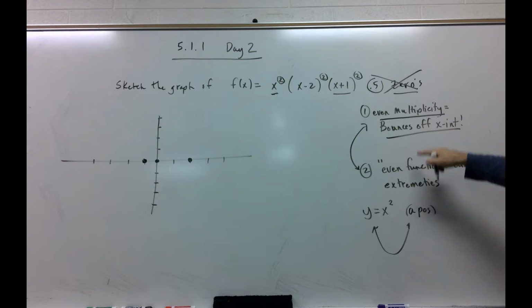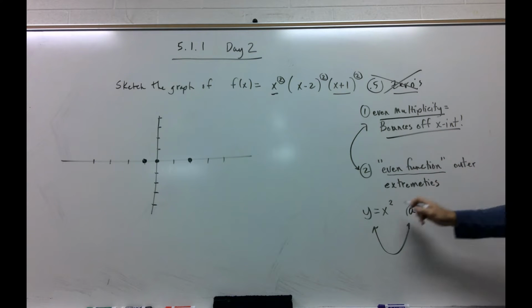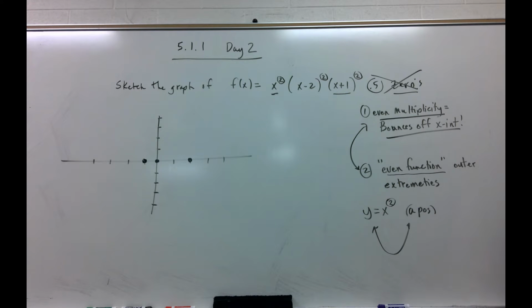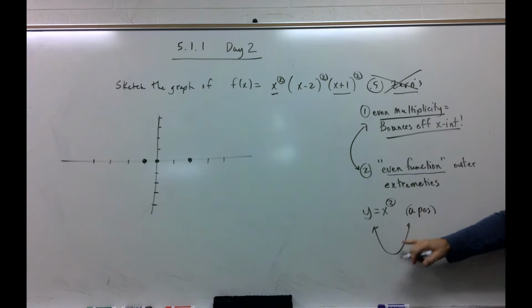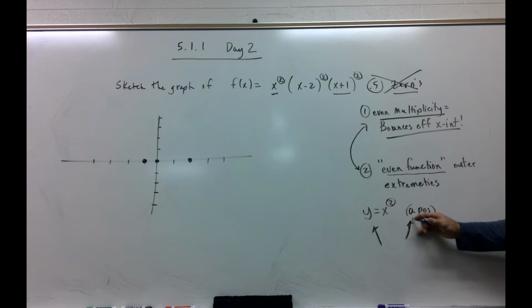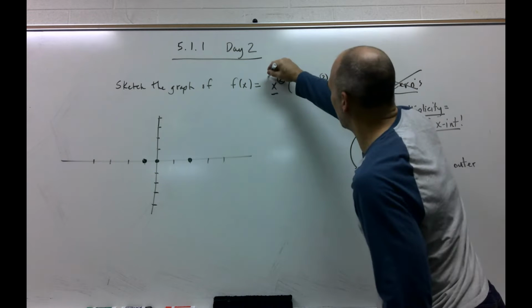Well, it's connected to this. An even function. What do you mean an even function? This is an even function because the power of x is an even number, and I'm going to go with the basic. We know it's a parabola. So what are the extremities? Well, on the far left, it goes up. On the far right, it goes up. That's if a is positive. Notice a is positive. And this one, a is positive.